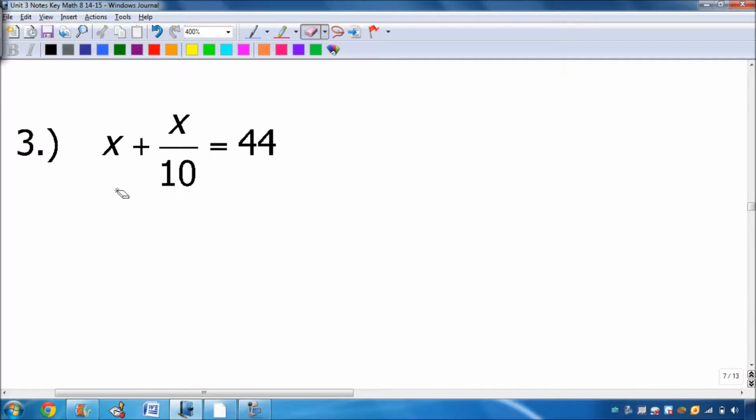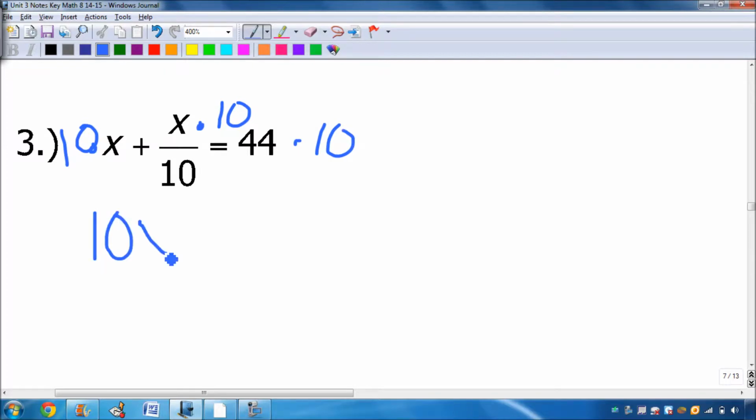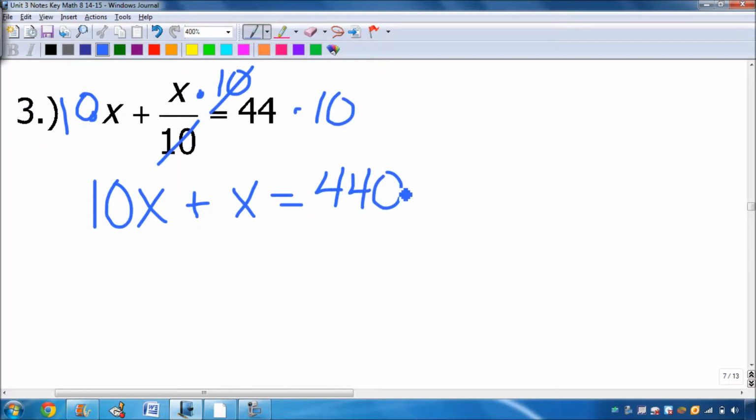So that means I have to multiply by 10 3 times. So this is going to have times 10 right here, this is going to have a times 10 right here, and this is going to have a times 10 right here. Well, 10 times x is 10x, and this 10 and this 10 cancel each other out, so I end up getting x equals 44 times 10, which is just 440, right? And this is something you should easily do in your head, especially since we did a whole unit on scientific notation, okay?